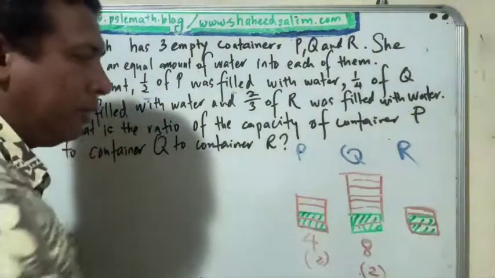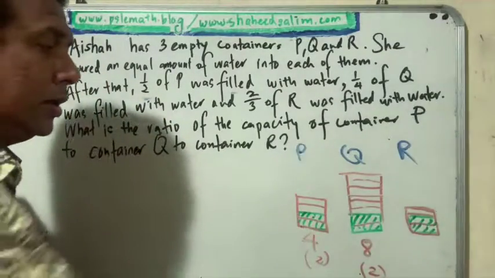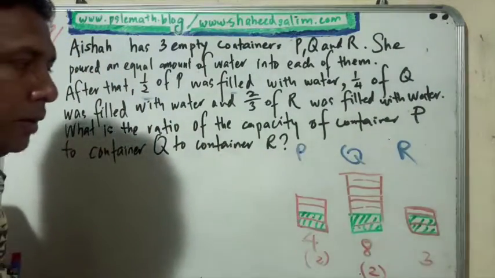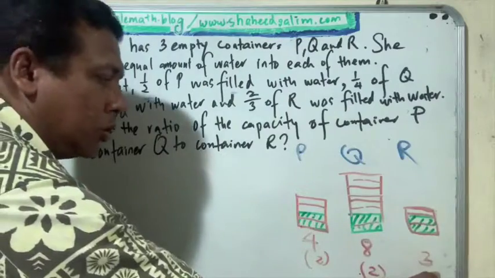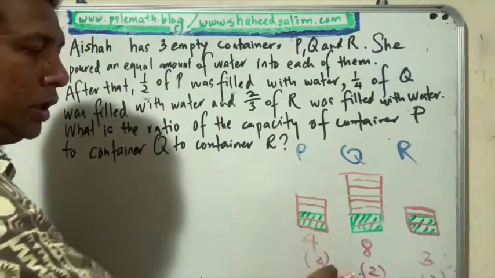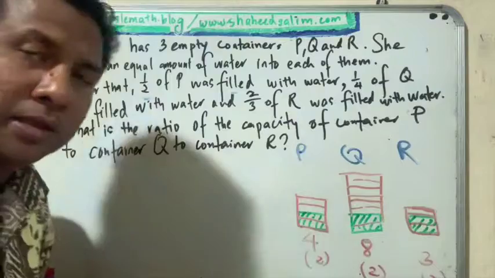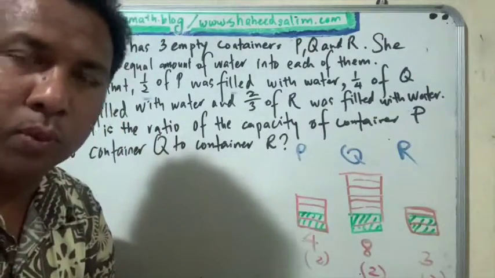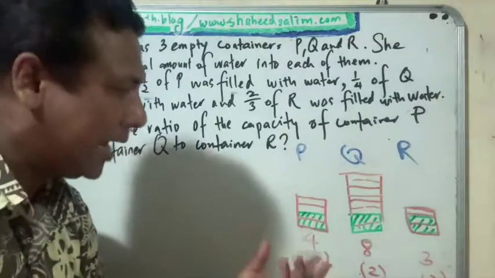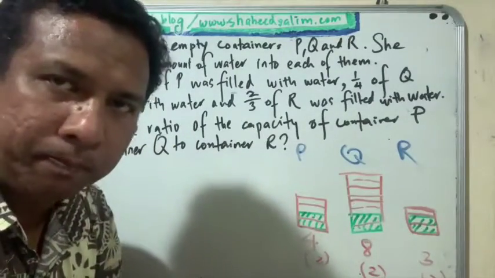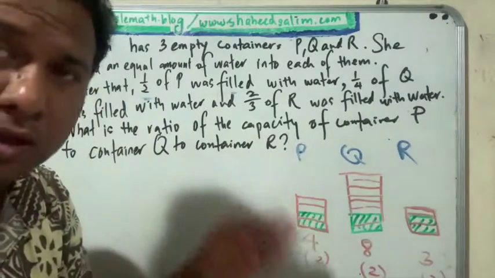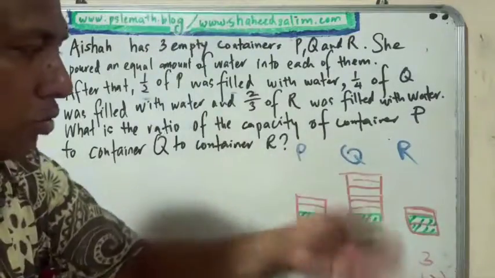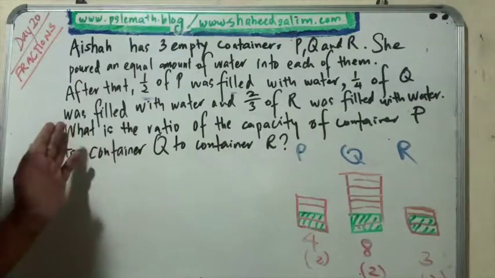And in R's case, it's the smallest container. It can take a maximum of 3 units. Alright? And there's 2 units of water. Notice the water in each container is the same, but the container size is different. And when we talk about capacity, we're talking about the size of the container. It has the capacity, the potential to fill up to 4 units here, and 8 units here, and 3 units here. Well, let's see what the question says now.